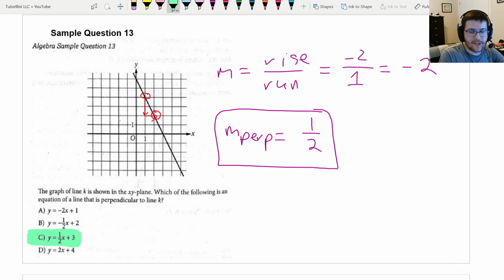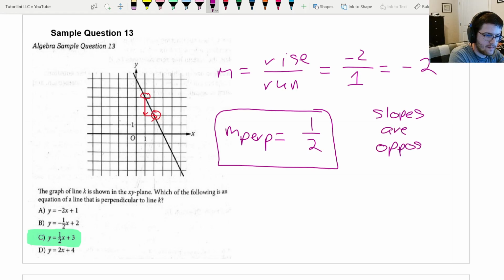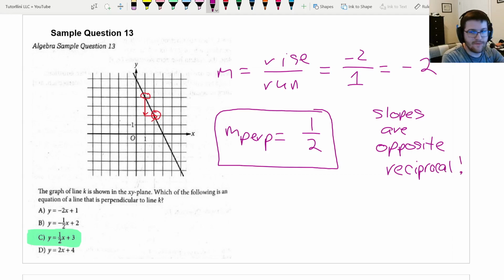And that's it. So if it tells you it's parallel, they've got the same slope. And if they tell you it's perpendicular, the slopes are opposite reciprocals. So opposite means change the sign, and reciprocal means flip it, so switch the numerator and the denominator. So that's what they're testing you on here. Really important. You can also find the equation of that line and then graph them, but that's not going to be any faster.